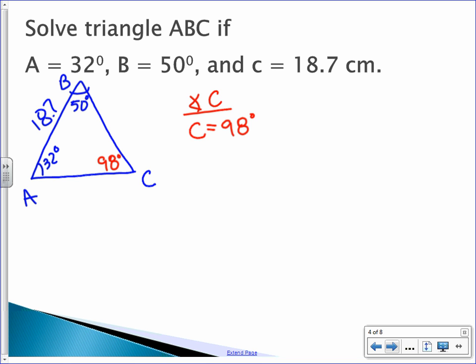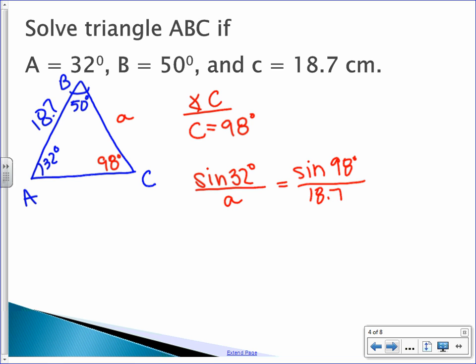Now, we need to pick a side to solve for. Do you want to solve for A or B? Great. We will solve for A. So the law of sines: the sine of angle A over side A equals, we should probably pick the angle that we know the side opposite, right? The sine of 98 degrees over 18.7.